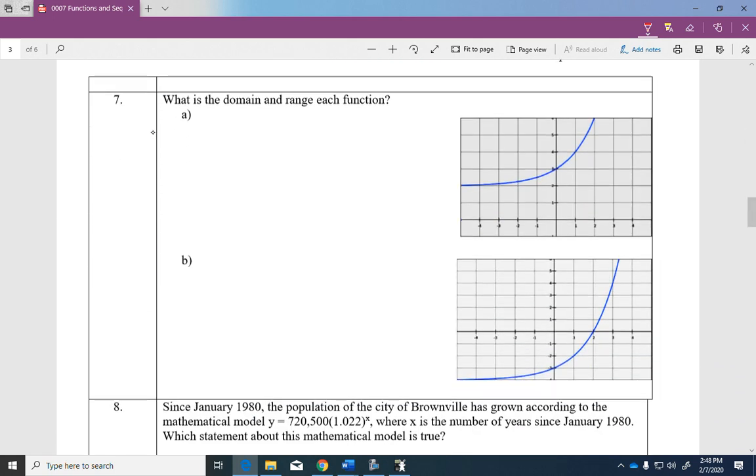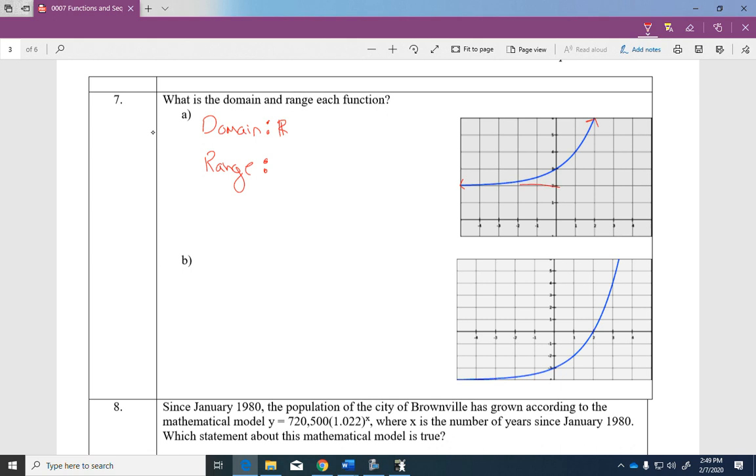What is the domain and range of each? I love that the graph is here. When we have a typed graph, we are assuming that there are arrows at the ends here. So we would say that the domain is all real numbers, while the range isn't. The range never is.